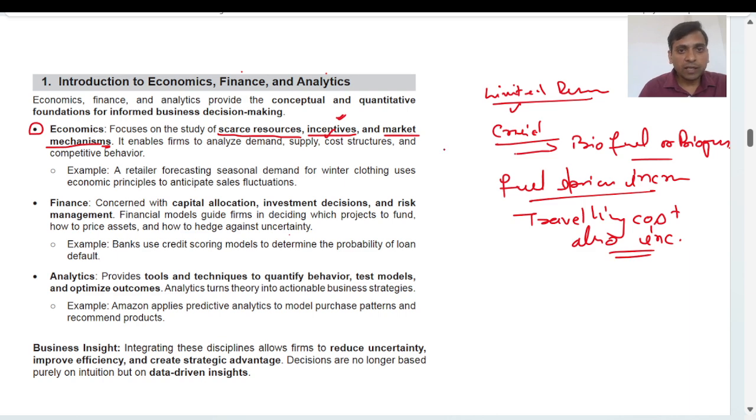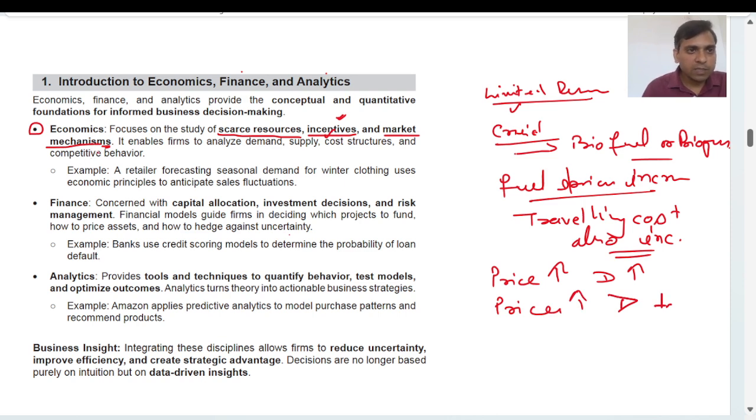And market mechanism: just like sometimes when price increases, demand also increases, and sometimes when price increases, demand decreases. These things come under market mechanism. So it enables a firm to analyze demand, supply, cost structure, and competitive behavior. Basically we can analyze demand and supply, or create a balance between supply and demand. And cost structure is very important.